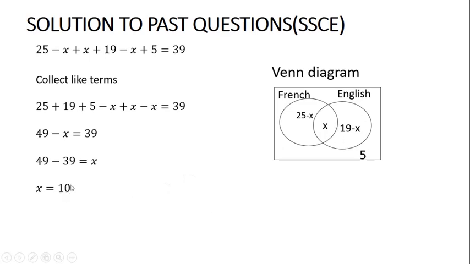For us to get the number of students that offer English only, all we need to do is insert the value of x in this particular expression. And when you do that, we have 19 minus 10 equals 9, and that will be the answer.